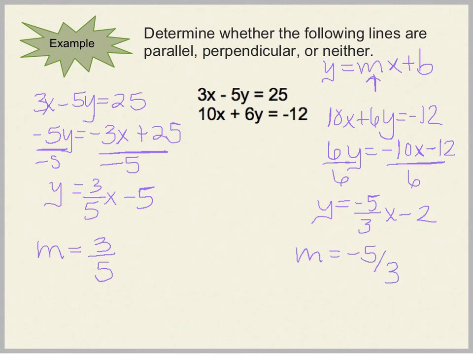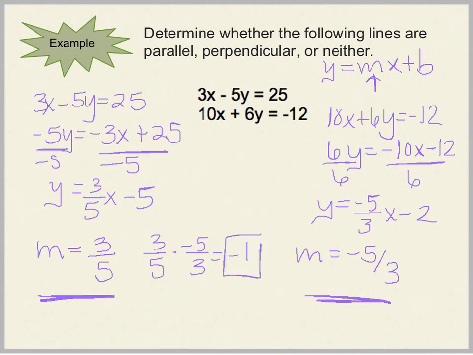I can see that the slope of 3/5 and negative 5/3 are opposite reciprocals, meaning they're perpendicular. I can double check this by taking 3/5 times a negative 5/3 to see that the slopes' product is -1, meaning the slopes are perpendicular.